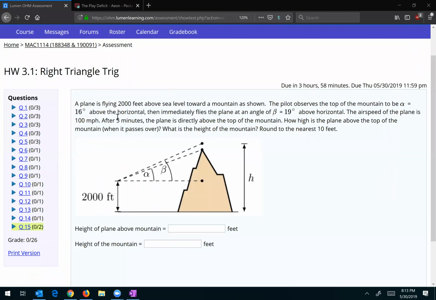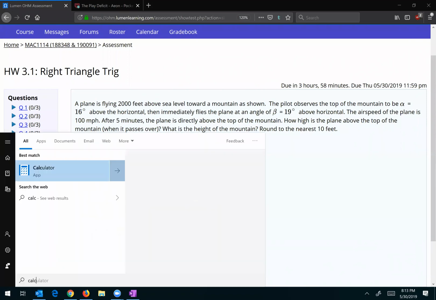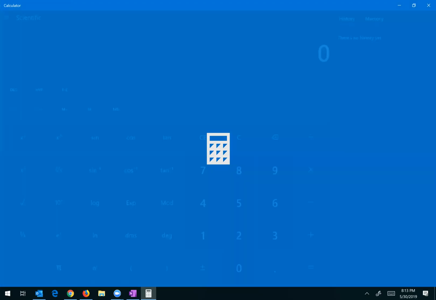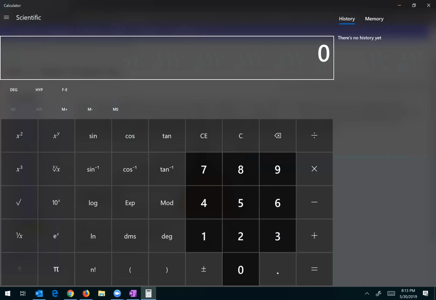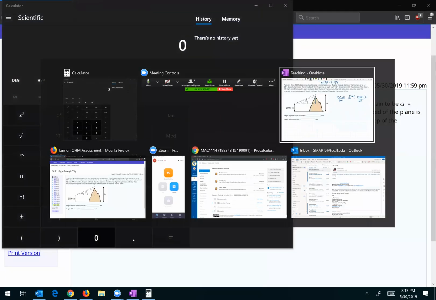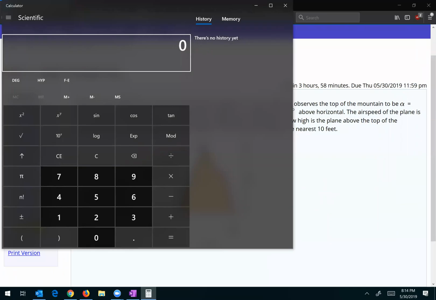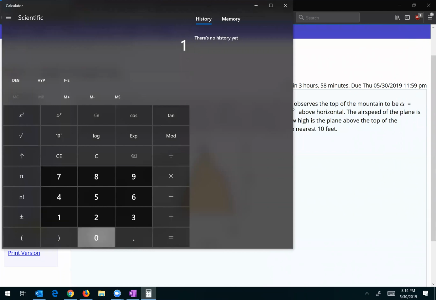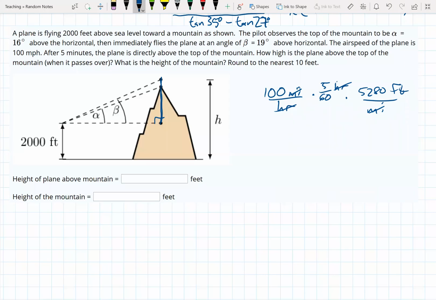Actually, let's see here. I'm going to bring up my calculator. Let's see if I can get this on the same screen. I can't. Okay. Well, so it was 100, and it was 1/12 of an hour. So it's really just divided by 12 and then times 5280. So 44,000 feet is the hypotenuse of that triangle, of the big triangle, the beta triangle, call it.